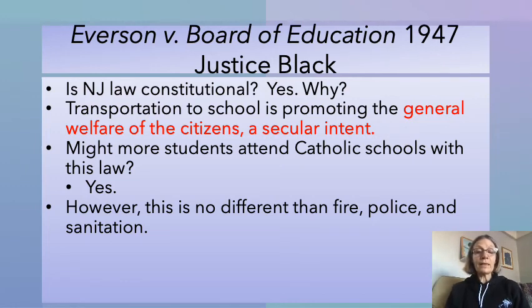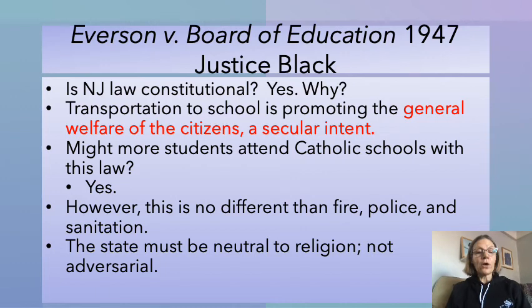And so when the state does those things with the dollars, they are providing a broad secular purpose for the welfare of all people, and the transportation falls into that category. And so it says that the state must be neutral to religion, not adversarial. So he actually says that if they denied students the right to use the public buses to get to their religious schools, or to reimburse them for transporting them to the religious high schools, you're actually being hostile to religion.